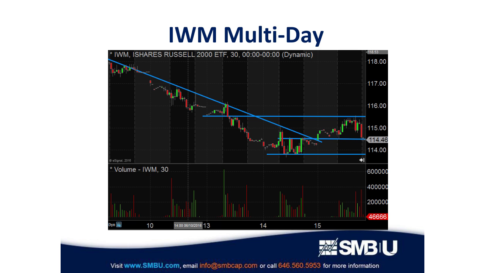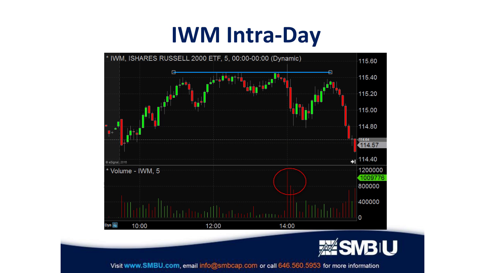On IWM, another index, small caps, let's take a look at the multi-day chart. And what we can see is, same thing, it was in a downtrend as well. Similar to the SPY, it had bottomed a day earlier. In this case, it was around 113.70 or so. And when we came in on the day of the Fed, if we look at the intraday view, we can see that all day it basically couldn't get above 115.5.